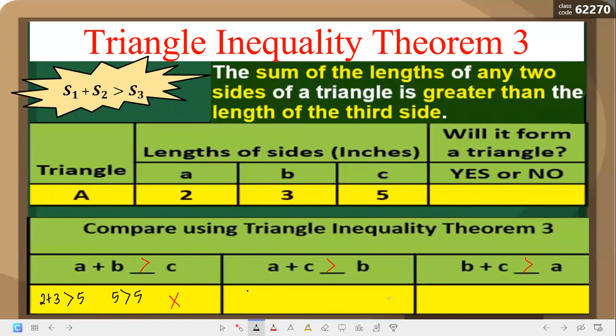For this one, A is 2. So, we have 2 plus 5 is greater than 3. So, 2 plus 5, 7 is greater than 3. Is 7 greater than 3? Yes. Then for this one, we have B plus C is greater than A. So we have 3 plus 5 is greater than 2. So 3 plus 5, 8 greater than 2. So is 8 greater than 2? Check. Kaya lang po, as we have stated in the condition, kailangan po lahat ay mag-check in order to form a triangle. So since may isa tayong X, ang tanong dito, will it form a triangle? Yes or no? So no.